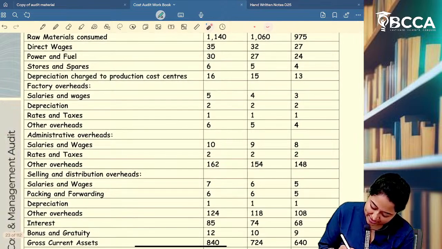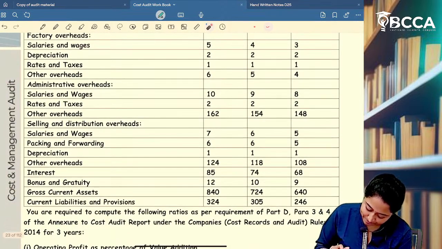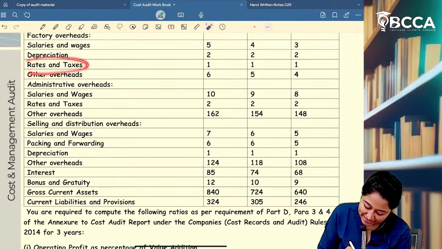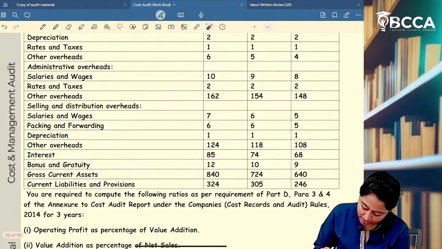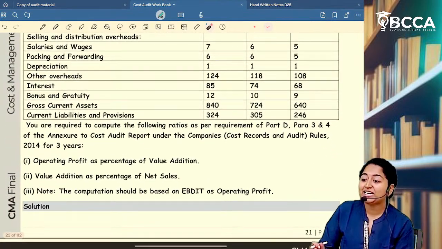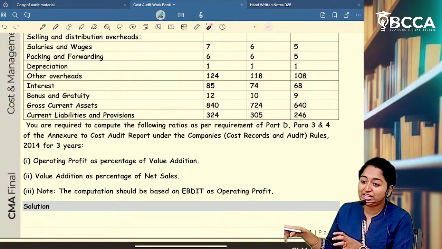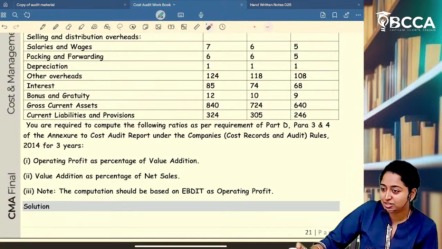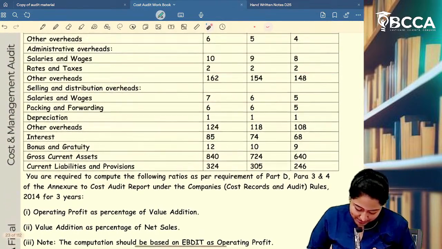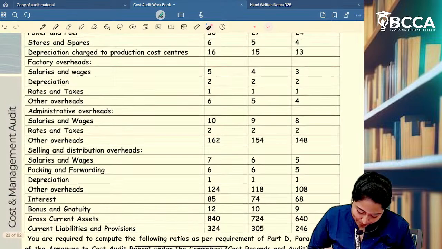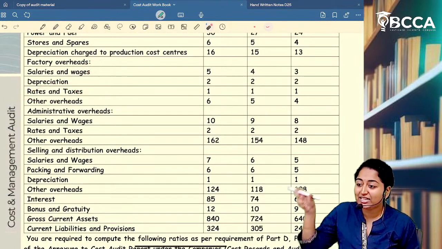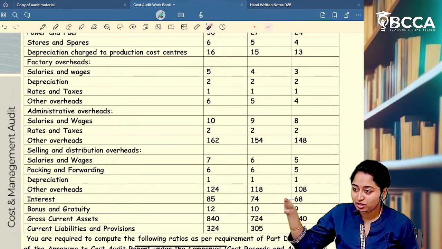Here we didn't consider depreciation and taxes. Wait, here they have given rates and taxes. So rates and taxes will be considered, I guess. EBDIT is before tax, which is after calculation of entire profit, whatever tax we take, that will not be considered. No, this is rates and taxes. So we can consider this rates and taxes. This is rates and taxes which are under overheads, not the tax which is paid on the entire revenue.